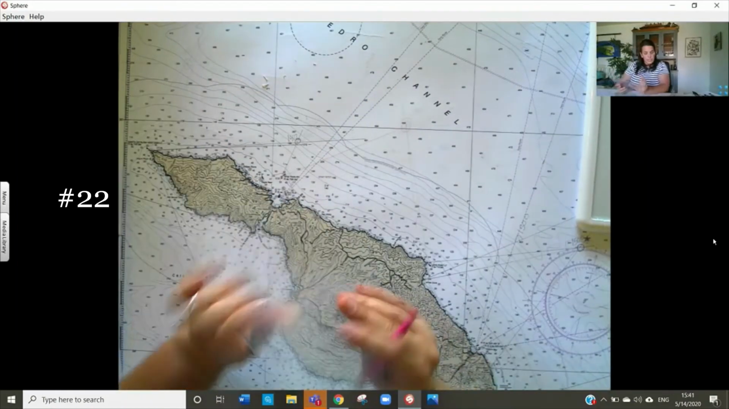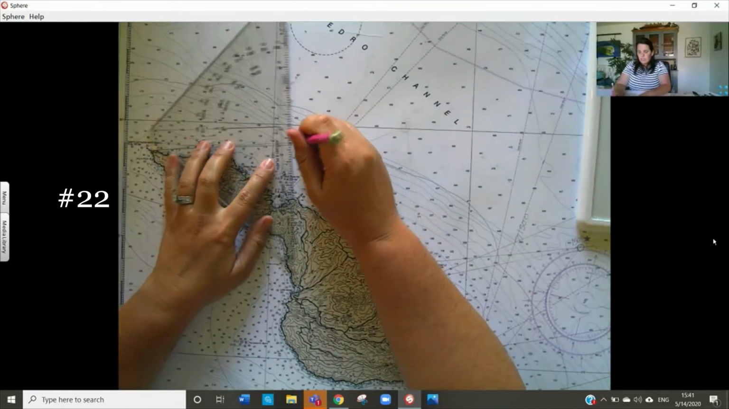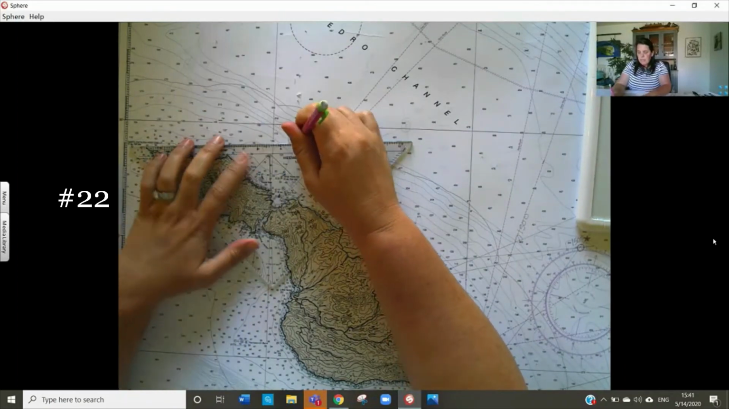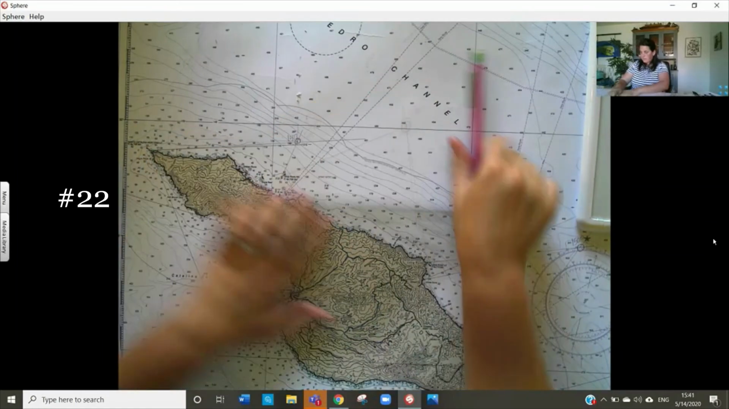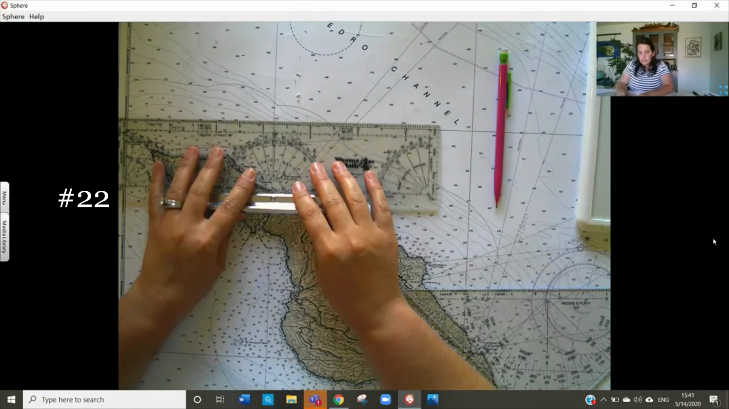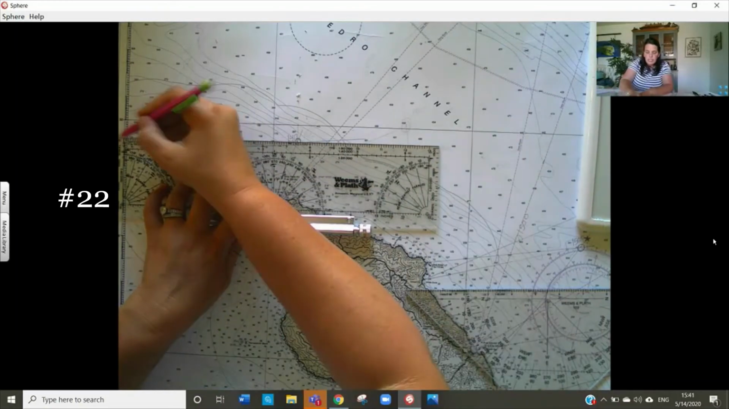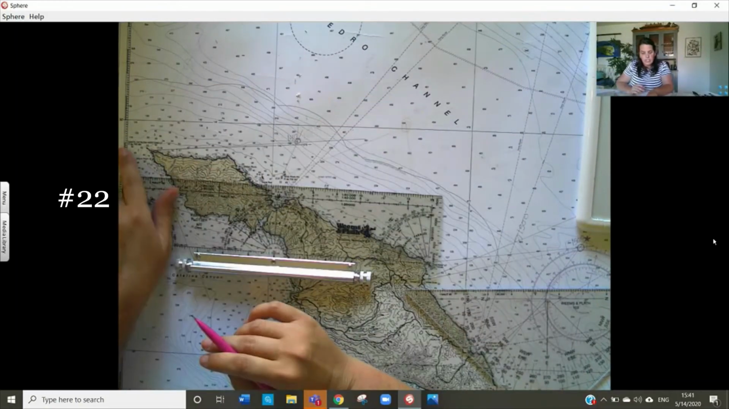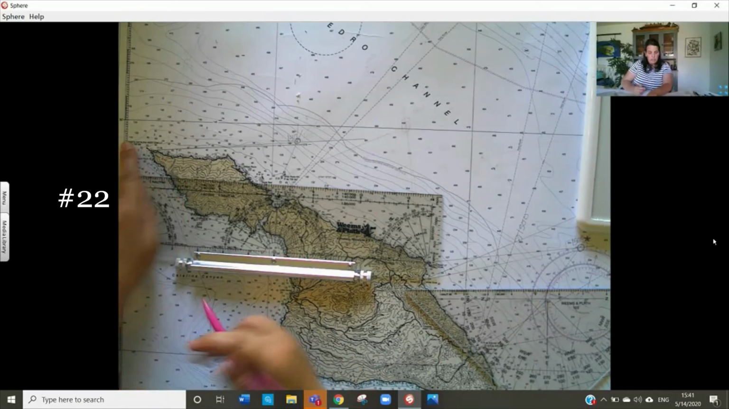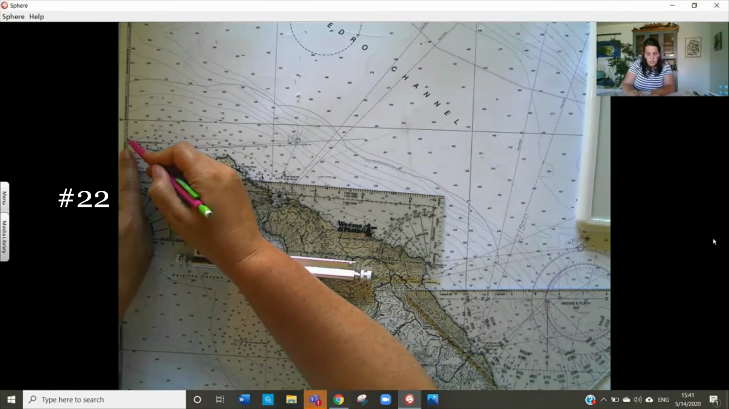So it asks us what is the position. So I always like to get my position. And with this one, we are very close. We can also use the parallel ruler to just bring it down and read what our position is. So we have a position of 33 degrees 29.123.